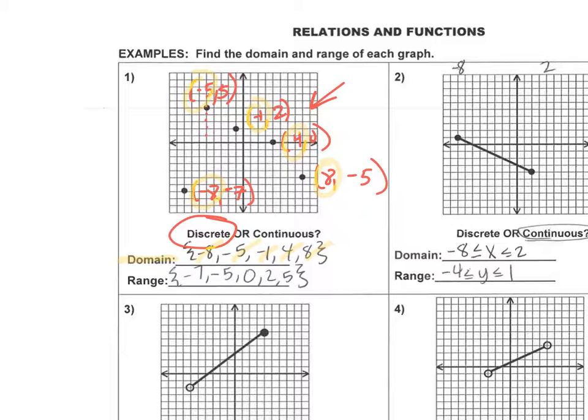Now they don't have to go in order. Math teachers tend to write them in order. But what you can't do is you can't have anything that's repeated. So you don't write a repeated number. The range is the y values. So I simply take the y values and write them here.